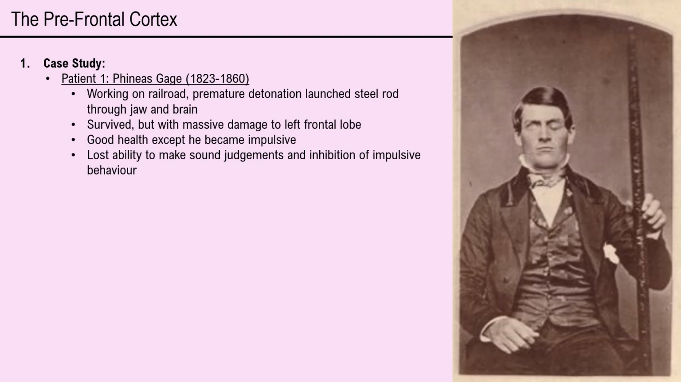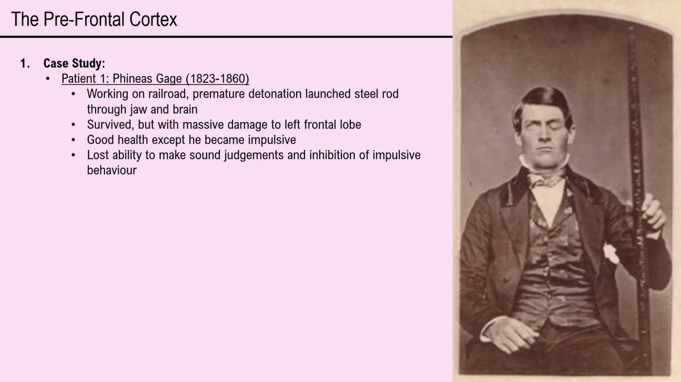On September 13, 1848, Gage, a 25-year-old railroad construction foreman, was working near Cavendish, Vermont. Whilst using an iron tamping rod to pack explosives into a powder hole, the powder unexpectedly detonated. The 110 cm long, 3.5 cm rod was propelled upwards, entering Gage's left cheek, passing through his brain and exiting his skull before landing 24 metres away.